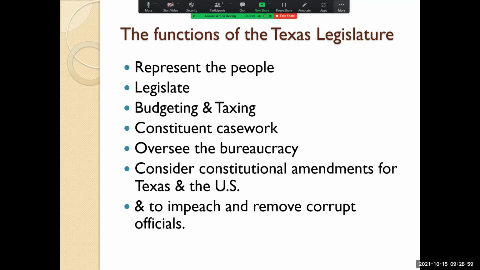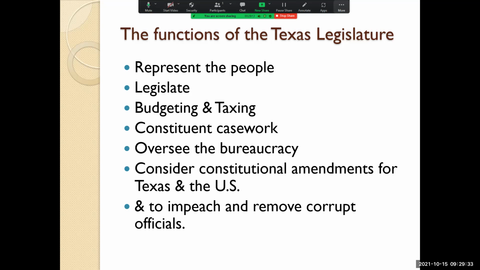And then the final function, and one that we don't see exercised all that often, although it probably should be a little more often than it is, is the ability to both impeach, accuse state officials of corruption, of misusing their office, of not living up to their requirements as legislators or elected officials or judges, and then remove them from office.